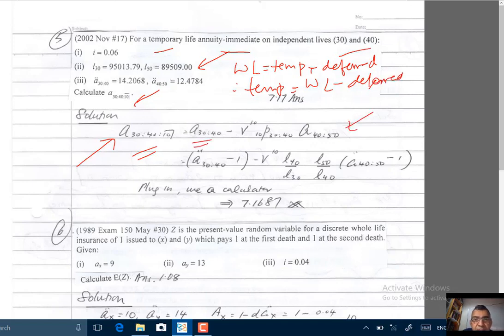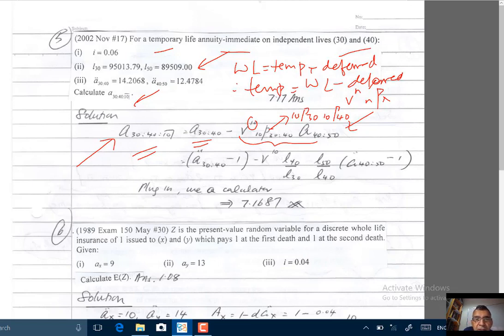So this thing here is A30 colon 40, that's whole life, and this one here is your deferred annuity. Because it's deferred, remember we have something called VN and PX. Just be careful, we have got a joint life here, so it's VN and PXY. So N here is, of course, 10. So this is 10, and then we've got 10P30 colon 40. This thing here will be 10P30 times 10P40. Good. And then of course we have got a A40 colon 50.